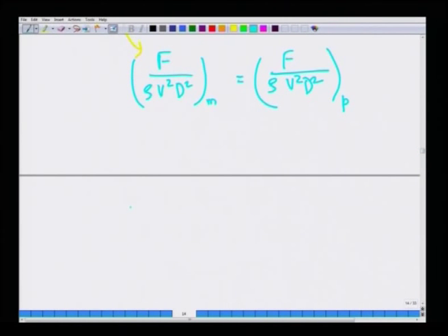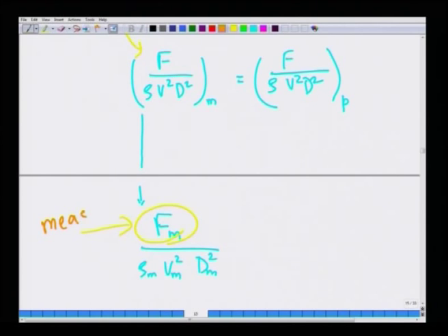Now, for the model, we can measure the drag force. So this becomes F model by rho model v model squared d model squared. So you measure F for the model, you measure this. Now, this should also be equal to F prototype by rho prototype v prototype squared d prototype squared.